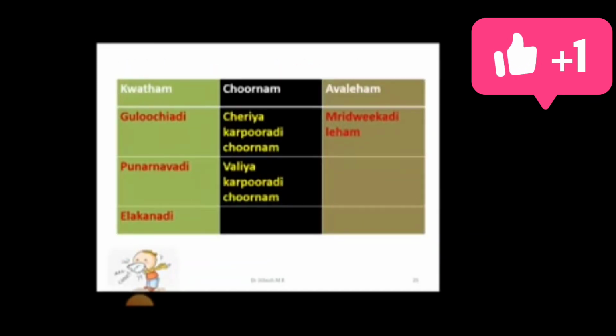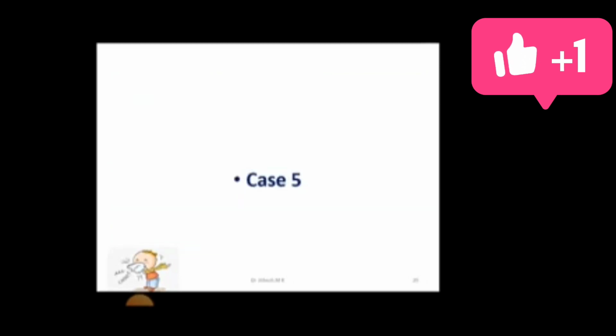We can use medicines such as Guluchyadi Kashaya, Punarnavadi or Elakanadi. The churnas like Chiriya Karpuradi or Valiya Karpuradi, there are two types of churnas. As avaleham, you can use Murdugadi Leha. Murdugadi, that I will explain later. Now, let us come to the fifth case.